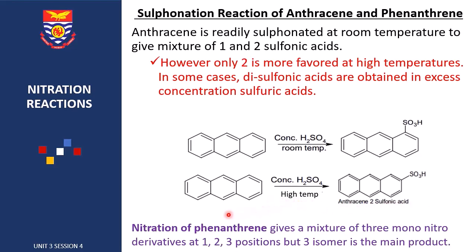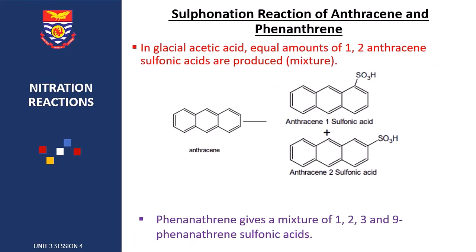Now, in nitration, phenanthrene gives a mixture of 3 mononitro derivatives. We have one at carbon number 1, carbon number 2, and carbon number 3. However, the isomer with the nitro group at carbon number 3 is the main product. Please, let's take note of that. So in nitration, the carbon number 3 derivative with the nitro group attached to the phenanthrene ring is the main product.